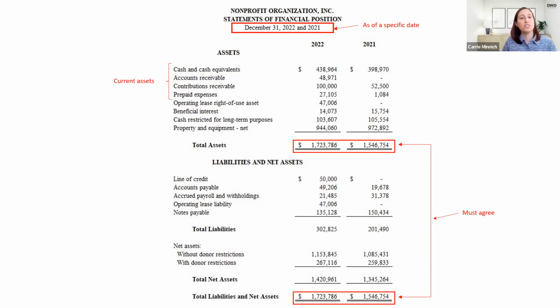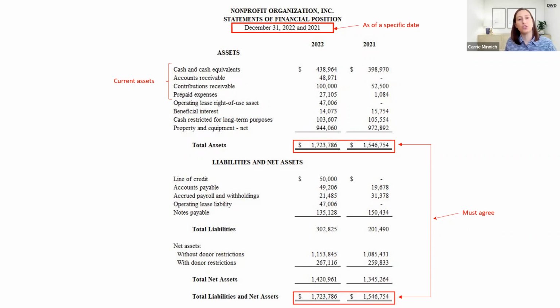Contributions receivable. This is unique to nonprofit organizations. Contributions receivable occur when someone promises to give you money in the future. So if you get a grant letter from a foundation that says, congratulations, we're going to give you $100,000 next year, because you received that notification that you were awarded that grant, it needs to be recorded today. Even if you don't get the cash until next year or the following year, when you are notified that you are going to receive that grant, that is when it gets reported. So that's what a contribution receivable is.